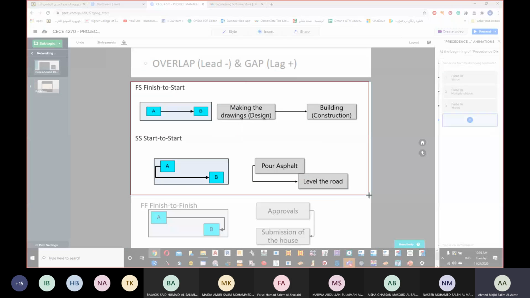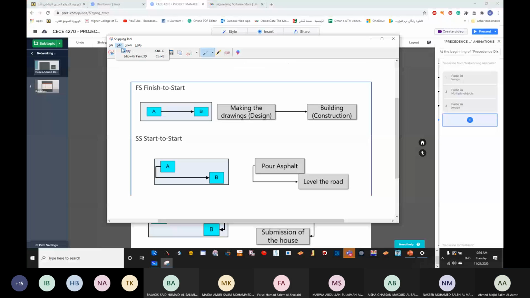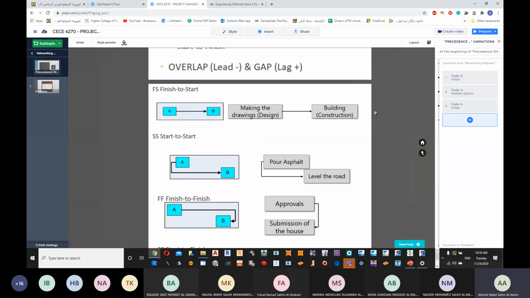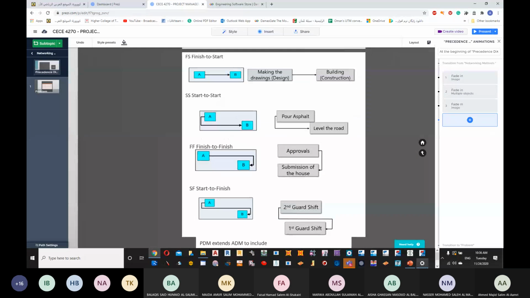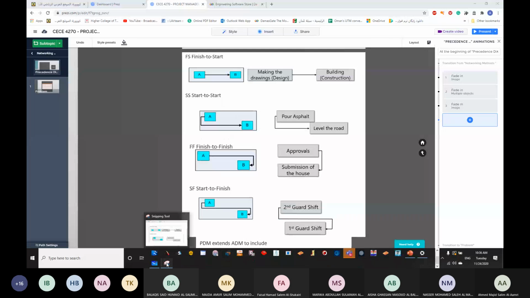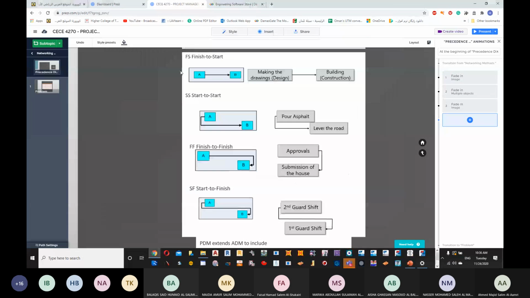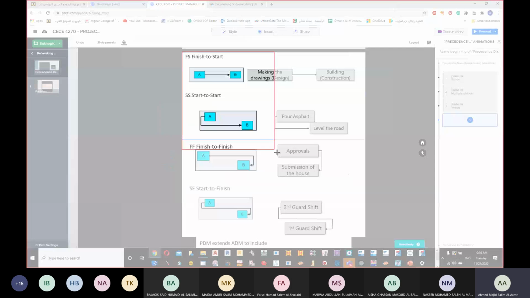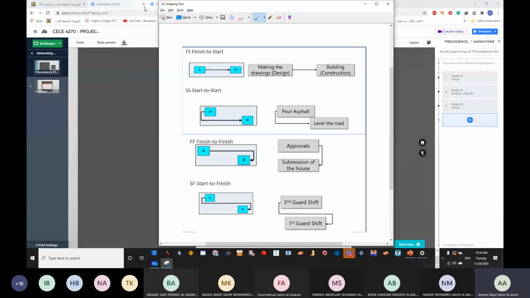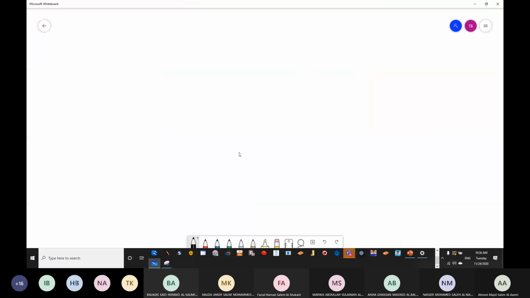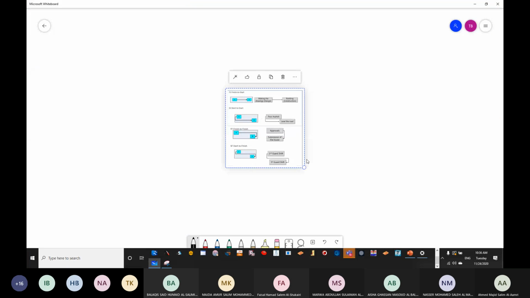Okay, let's say that I have this one now. Let me have all of them together one time. I'm just trying to copy in the whiteboard so I can draw for you. In the page you cannot draw. Okay.